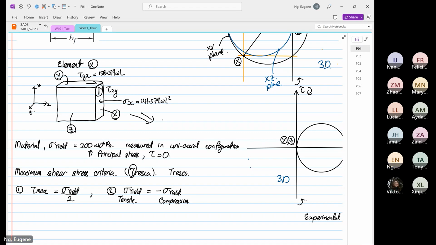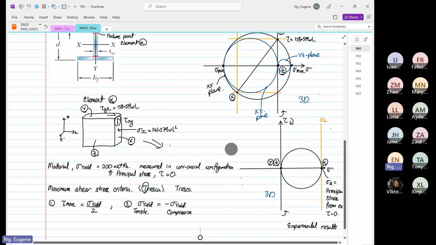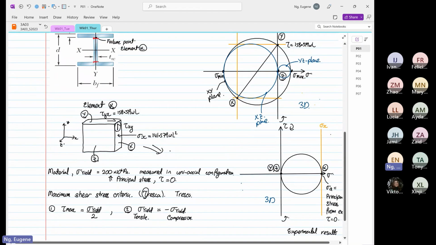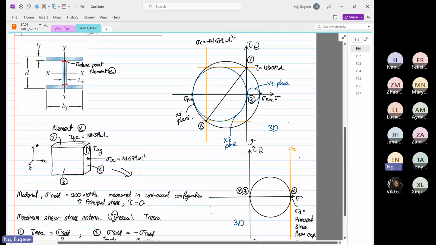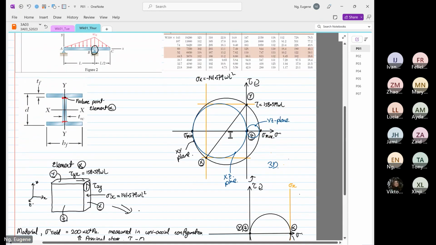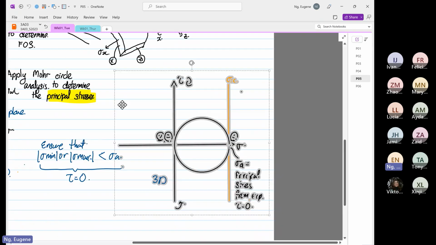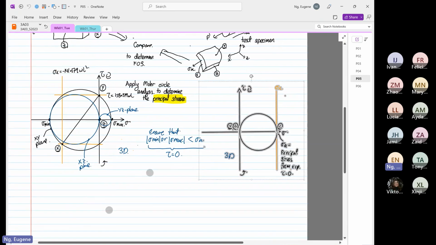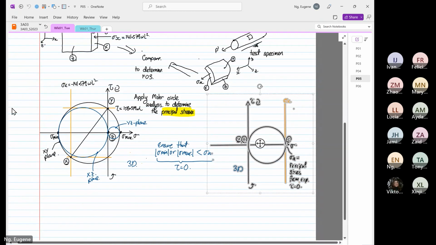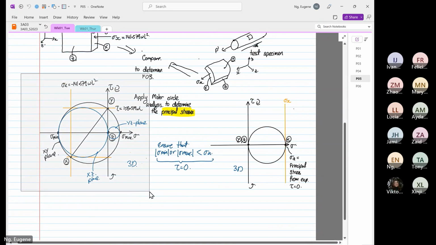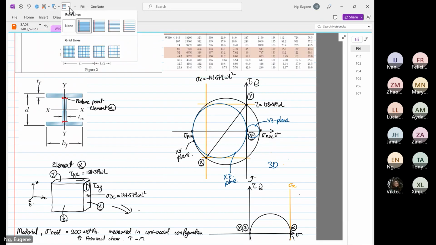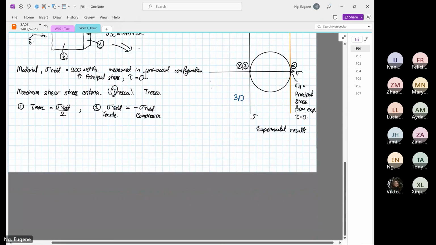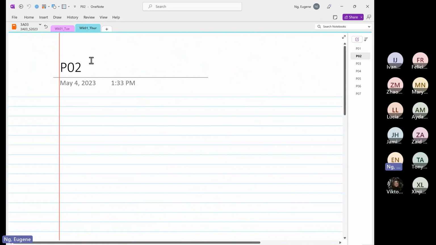From here, now we have to work based on the Mohr circle. I'm going to get the Mohr circle. I'll tell you what we're trying to achieve down here. I'll copy the Mohr circle again, and I think I'll go to a new page.